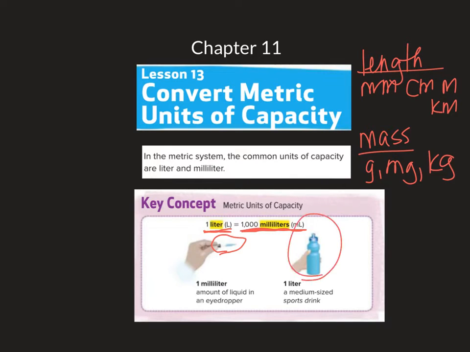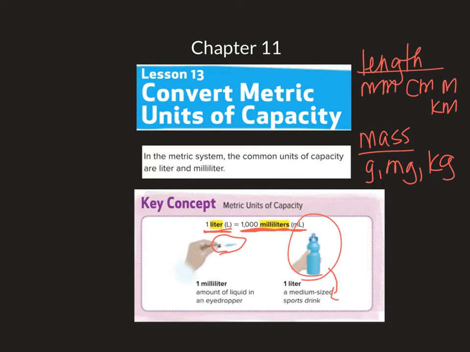And then we have the liter. A liter is about a medium-sized sport drink. So your water bottle is usually about 1 liter. I'm checking mine to see what it says. This says 620 milliliters. So it's not quite 1 liter, because it would need to be 1,000 to be a liter.